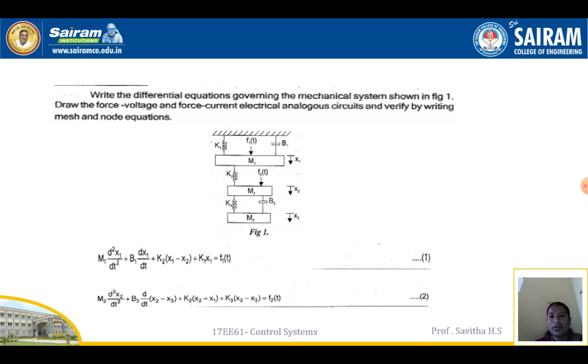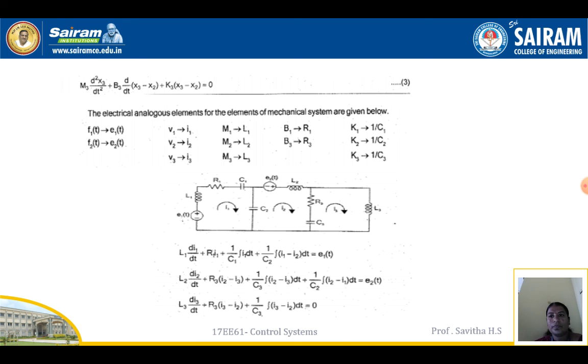We will consider the first node: m1 d²x1/dt² + b1 dx1/dt + k2 (x1 − x2) + k1 x1 = f1(t). Call it equation 1. Then m2 d²x2/dt² + b3 d/dt of (x2 − x3) + k2 (x2 − x1) + k3 (x2 − x3) = f2(t). Call it equation 2. The third one is m3 d²x3/dt² + b3 d/dt of (x3 − x2) + k3 (x3 − x2) = 0.